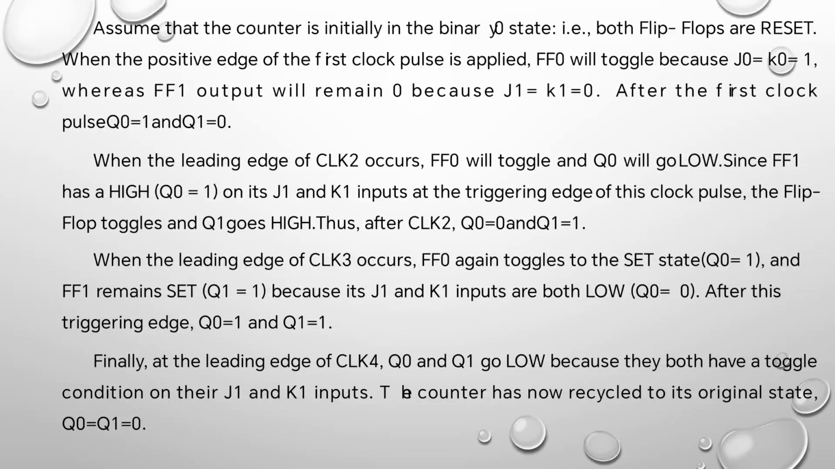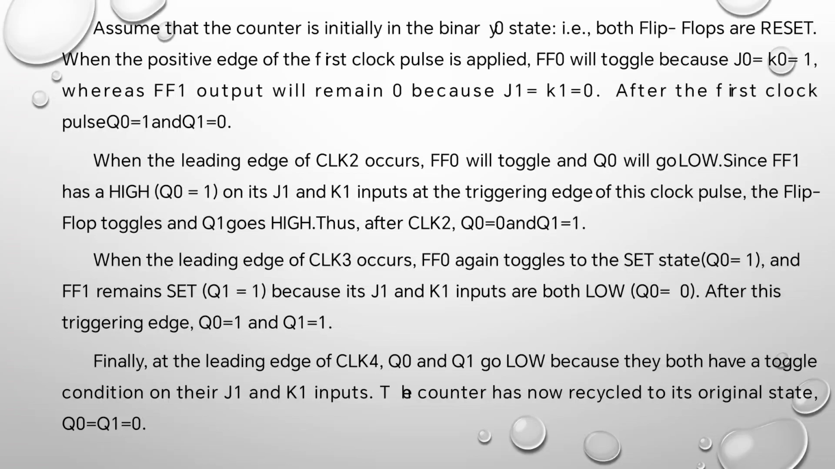When the positive edge of the first clock pulse is applied, flip-flop 0 will toggle because J0 equal to K0 equal to 1, whereas flip-flop 1 output will remain 0 because J1 equal to K1 equal to 0. After the first clock pulse, Q0 equal to 1 and Q1 equal to 0.